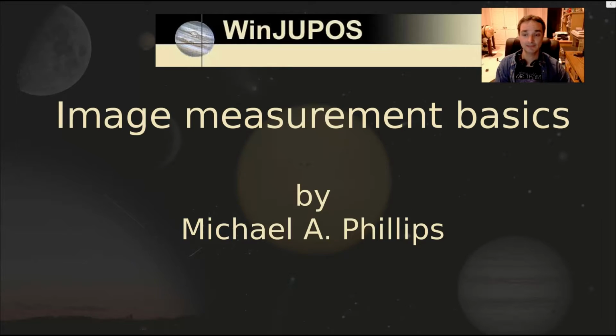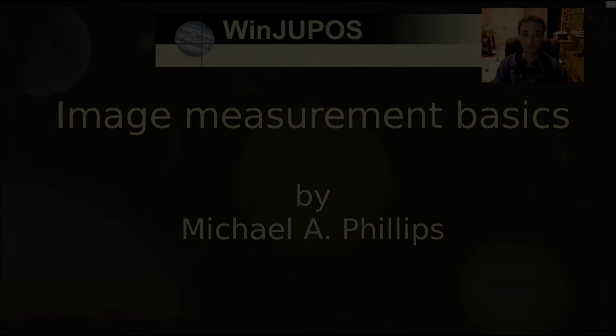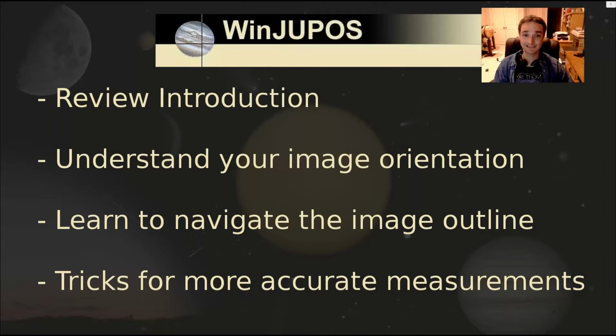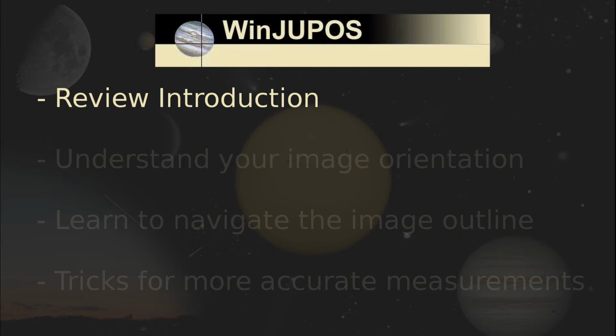In this next part of my WinJUPOS tutorials, we will be covering the image measurement basics. Image measurements are used to create derotation maps as well as full planet maps. The first thing we're going to talk about is a review. I will put a link to my previous video that covers ephemeris and getting used to planet orientation and things like that. Then we'll go through understanding your image orientation.